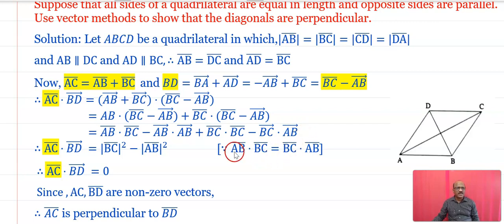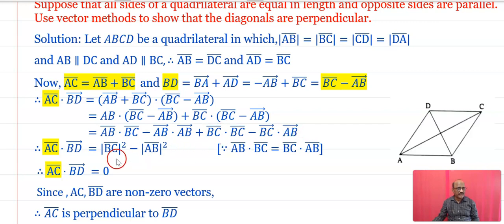Now here we know that AB bar dot BC bar is equal to BC bar dot AB bar, that is, the dot product is commutative. And hence we have AB bar dot AB bar, that is mod of AB bar square. And what about the next? BC bar dot BC bar, that is mod of BC bar square. And the remaining terms will become 0, that is AB bar dot BC bar and BC bar dot AB bar. These two terms cancel to 0.